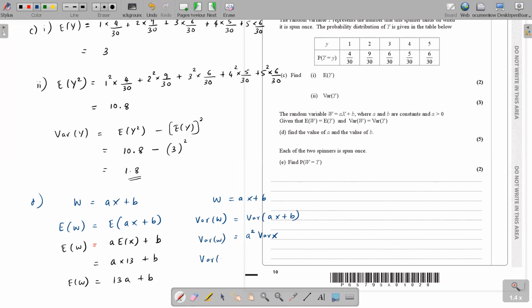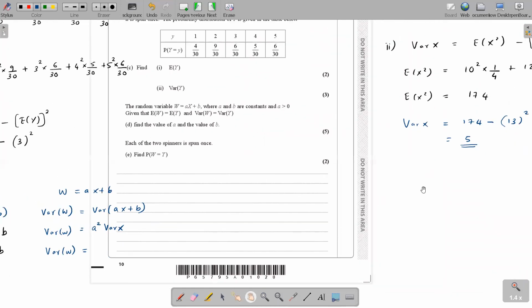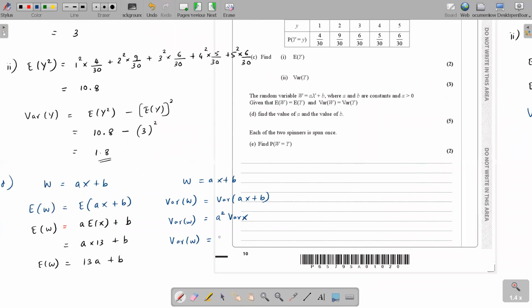What is the Var(X) value? We found it, right? It's 5. So A squared times 5. So actually it's quite easy now. Now all you have to do is equate these to the respective values.